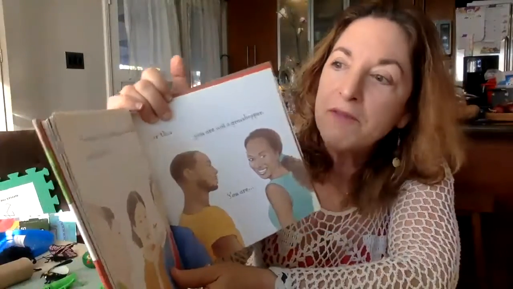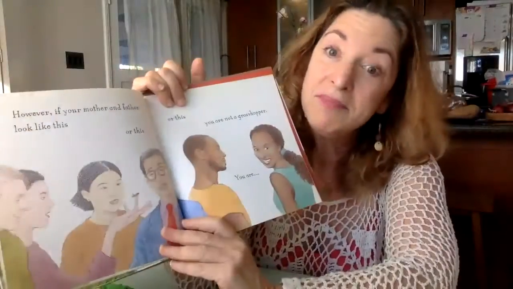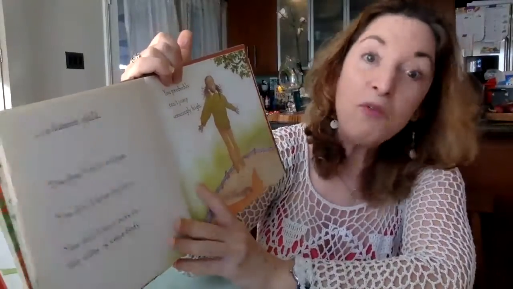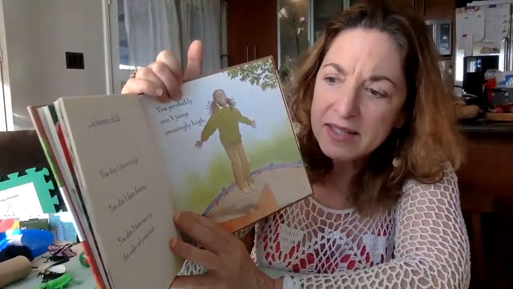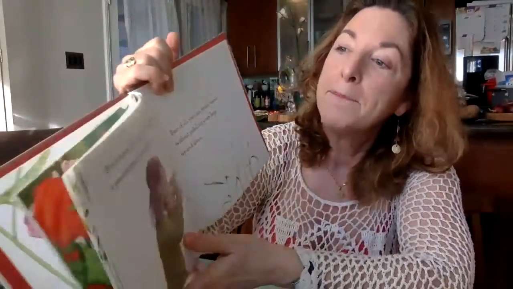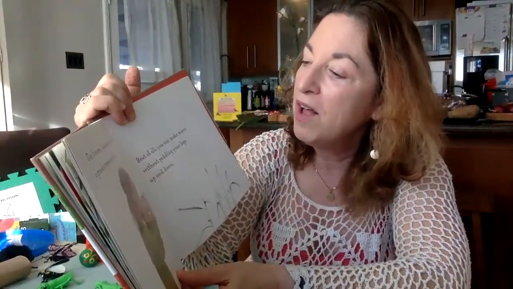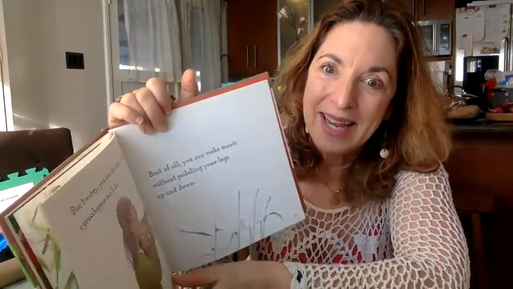However, if your mother and father look like this, or like this, or like this, you are not a grasshopper. With a human child, you don't have wings, and you don't have feelers, and you don't have ears on the sides of your body. You probably cannot jump amazingly high. A little bit high, yeah. But don't worry, you can do many things that a grasshopper can't do. Best of all, you can make music without pedaling your legs up and down.